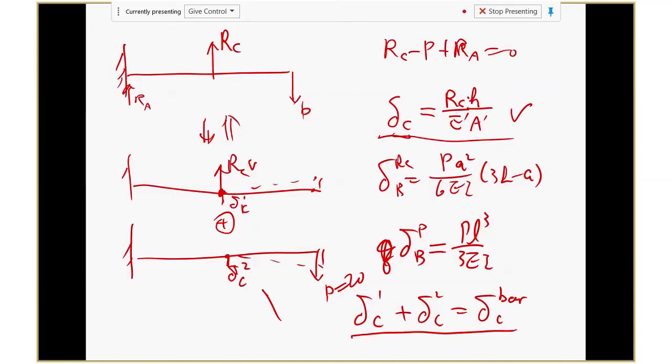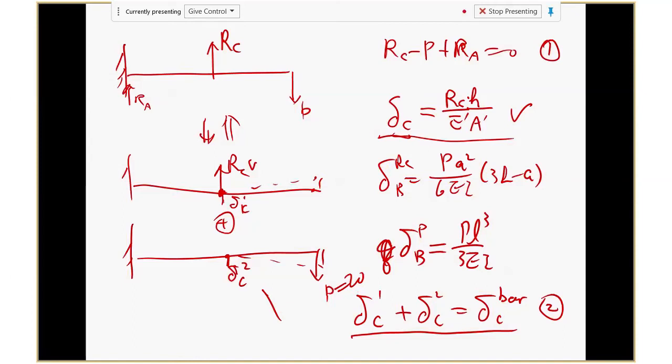That's what we call compatibility. Once you have this equation, RC is in there, it's unknown. So you can use the equation to find out the RC. So this is equation 1. This gives you the equation 2, the additional equations you can use to find out RC. That's a general idea about the indeterminate problem.